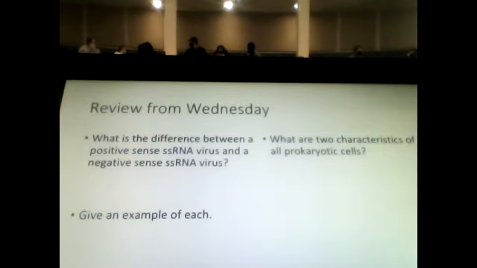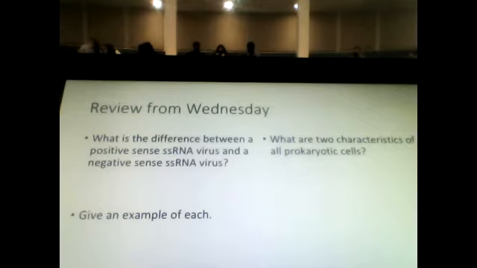Okay, so what's the difference between a positive sense single-stranded RNA virus and a negative sense single-stranded RNA virus? Anna: I said for positive sense single-stranded RNA, it's direct translation, and as an example I put COVID. Okay, so positive sense is directly translated. COVID is an example of it. Lots of examples of it, but that's one.